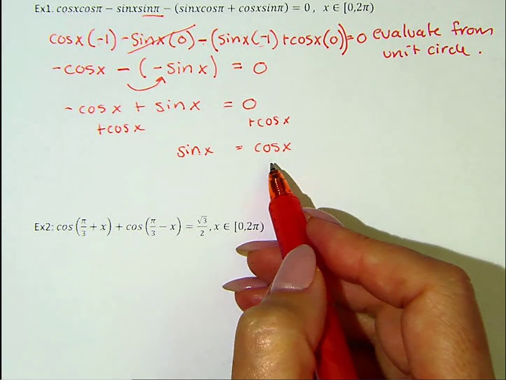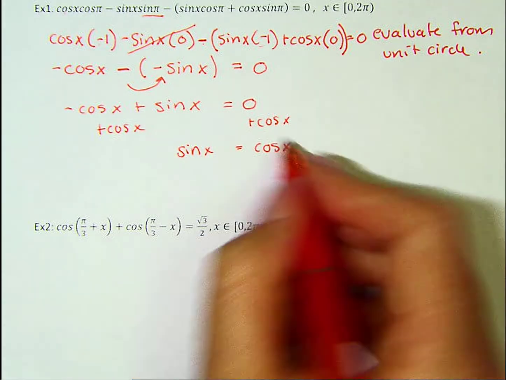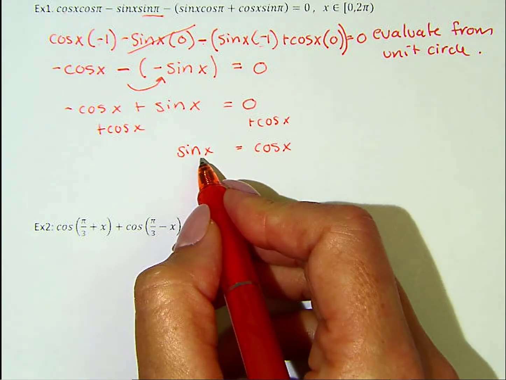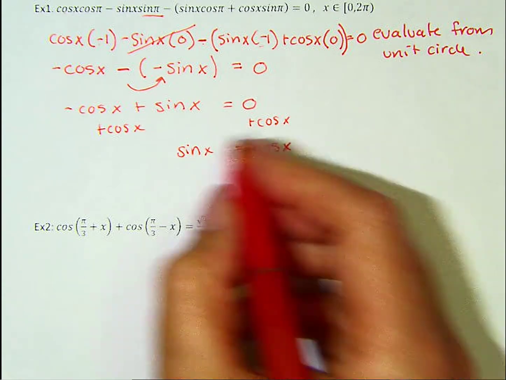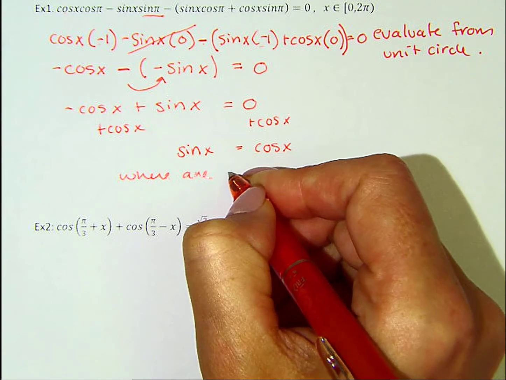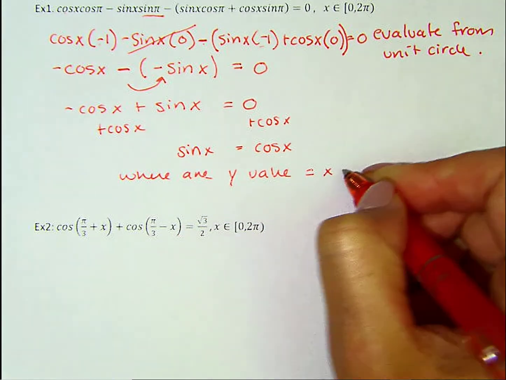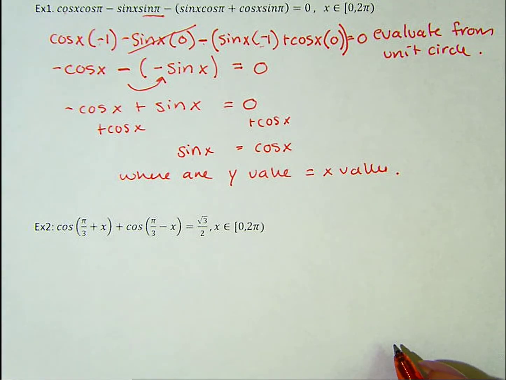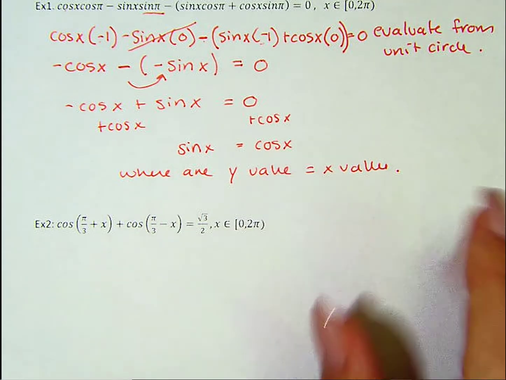So what is this saying? It's saying where are the y values equal to the x values, because sine represents y and cosine represents x. So where are the y values equal to the x values? So what angle? Notice that this is positive, this is positive.